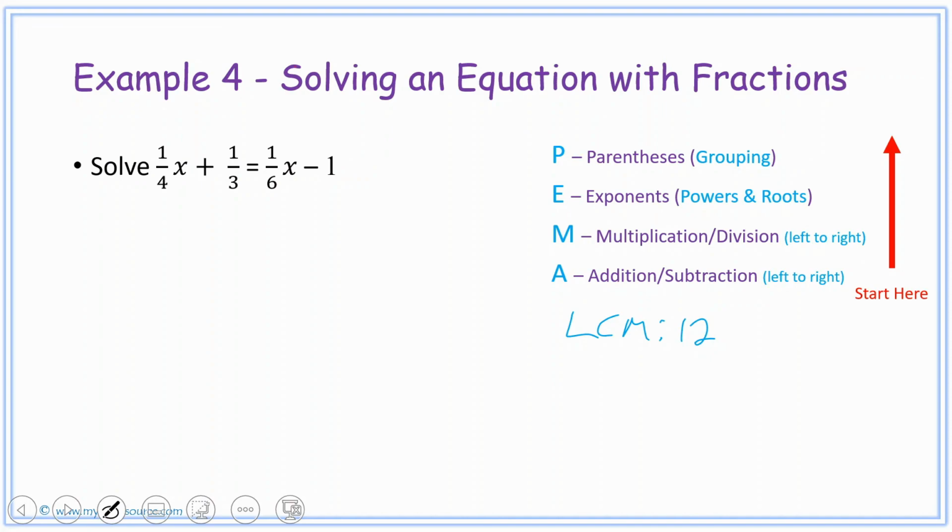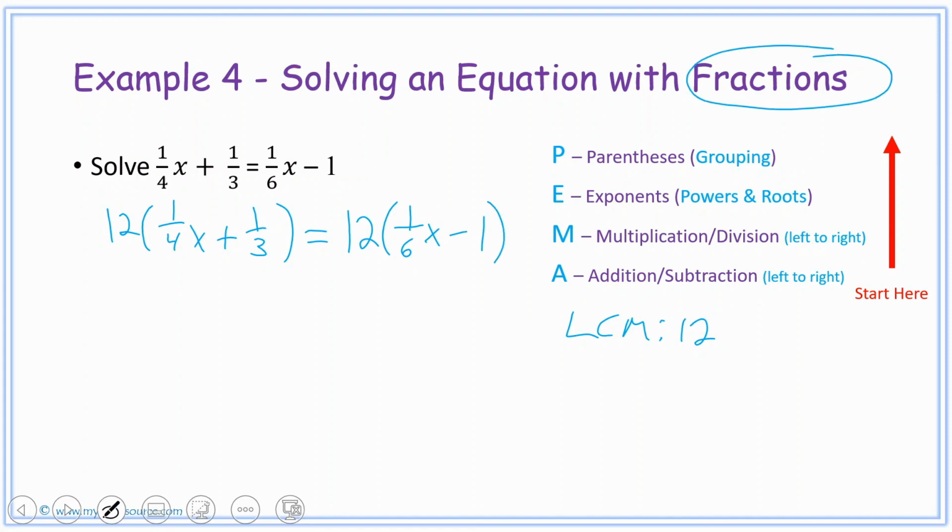So we can put it all in a giant parentheses. We have a fourth x plus a third on the left side. We're going to times it by the LCM. And on the right side, we'll do the same, times it by the LCM. What this does is eliminate the fractions. So 12 times a fourth is the same as saying 12 divided by 4, which gives you 3x. 12 times a third is the same as saying 12 divided by 3, which gives you 4. And you see that? We have eliminated the fraction.